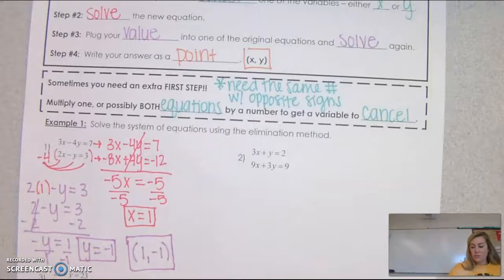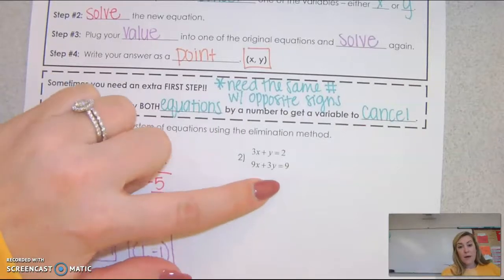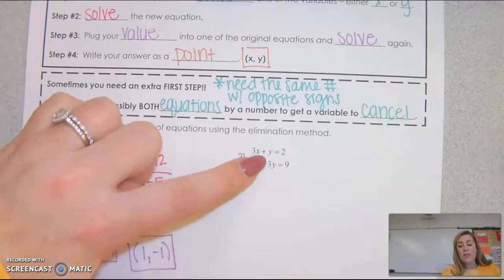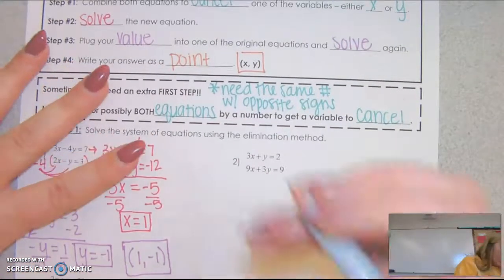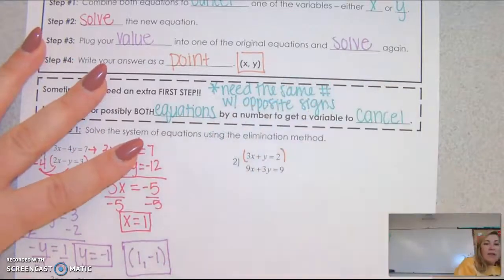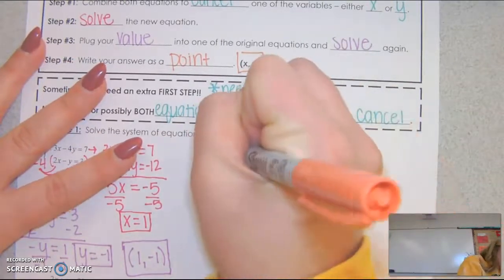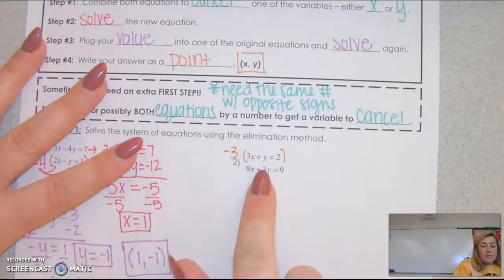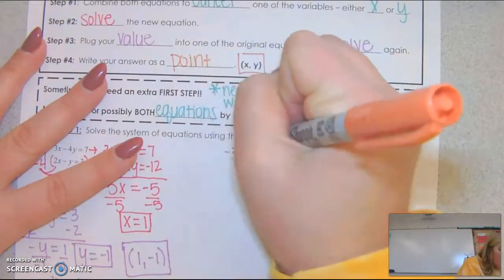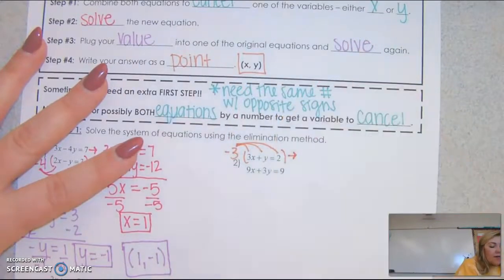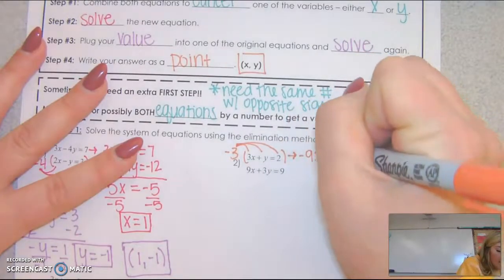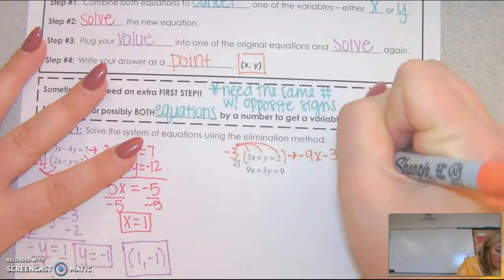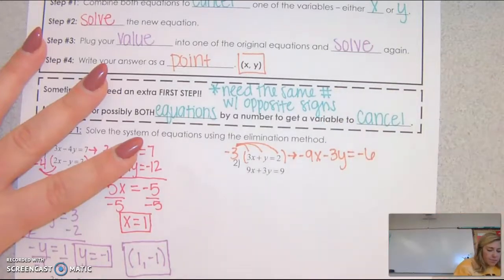Let's try this next one, number 2. So if I'm looking at number 2, if I'm looking at my x values and my y values, I see that one of these equations has a y by itself. So that means that the y's are going to be the easiest to cancel. So I need to multiply the entire top equation by -3 in order to get those y's to cancel. So I'm going to distribute that -3 to everything in that equation. So I'll have a -9x minus 3y equals -6.